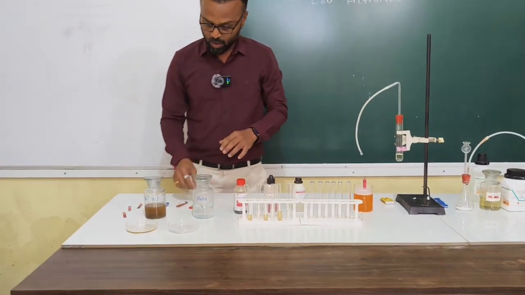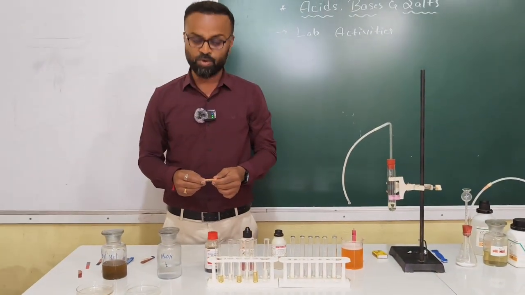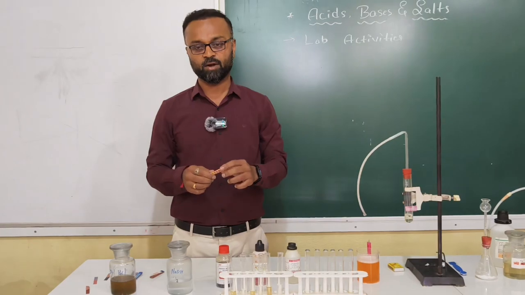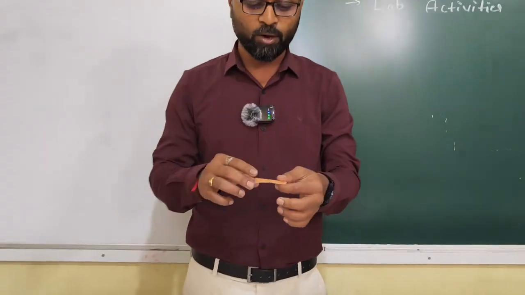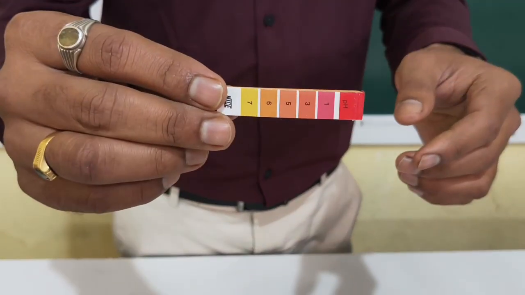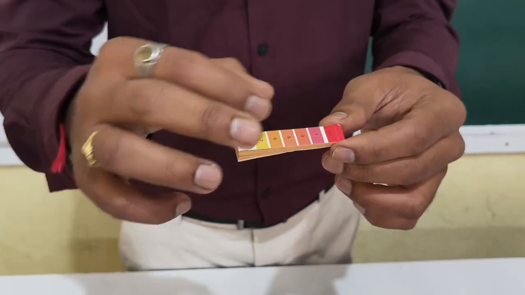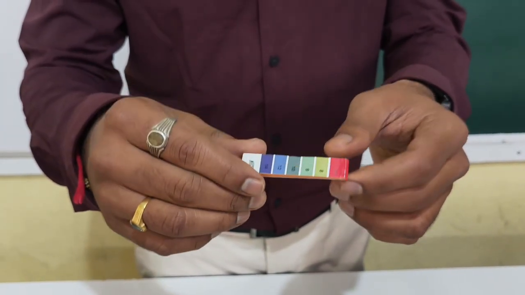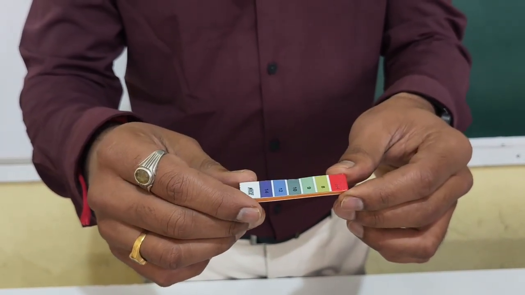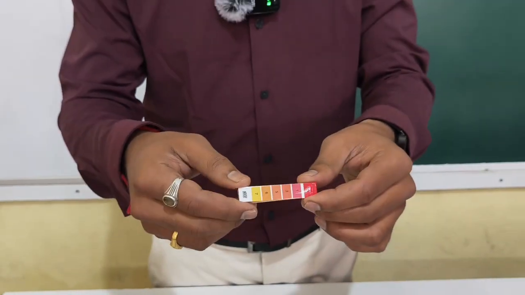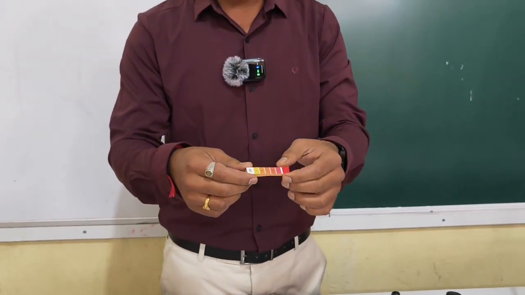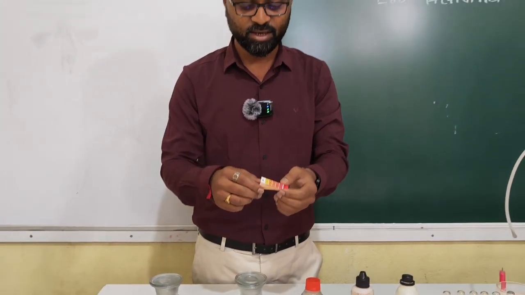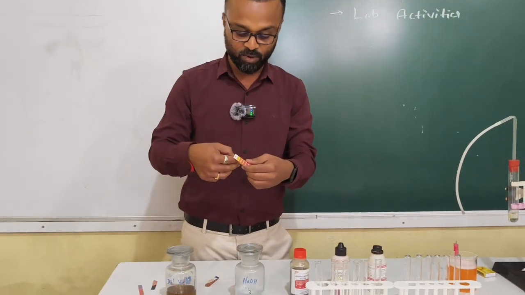Now, you have already studied in class about the universal indicator, the so-called pH scale. This is how the scale looks. You can see the values from 0 to 7 on this side, and from 7 to 14 on this side. Different colors are there, which you have already studied in your regular theory classes. And this is how the pH paper looks.